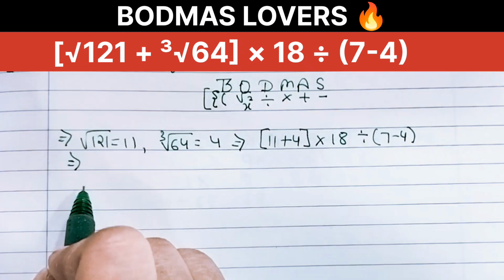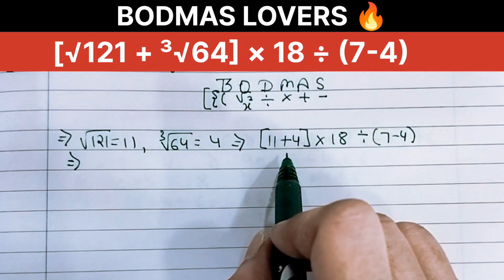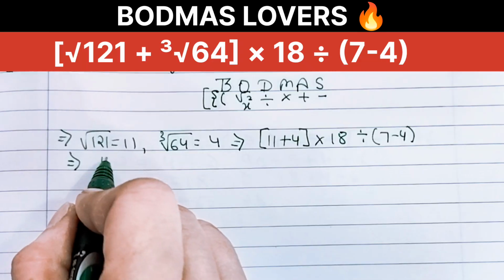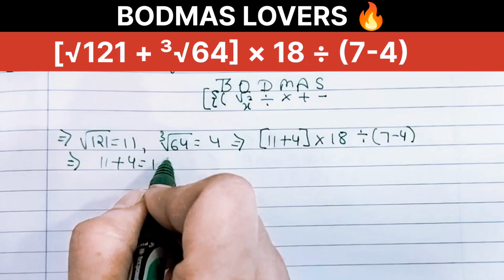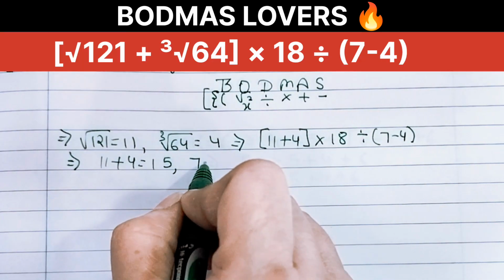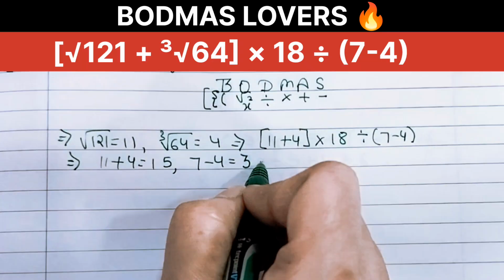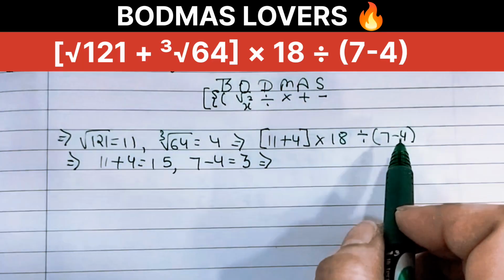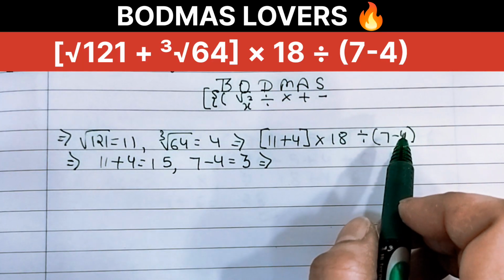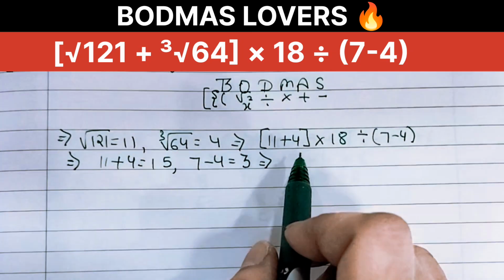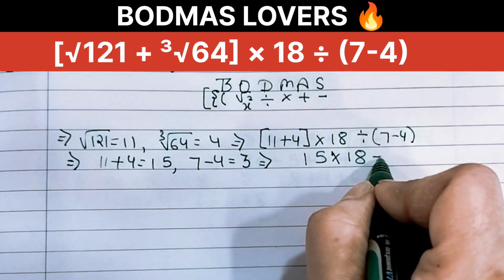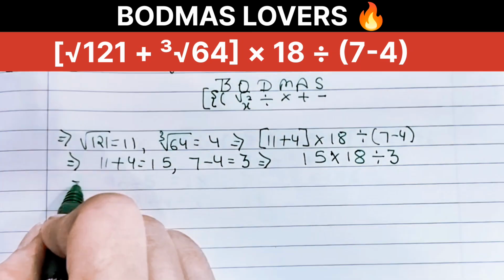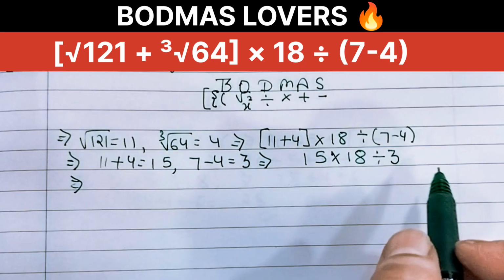According to the next step, we solve the brackets, which are round brackets and square brackets. So first 11 plus 4 equals 15, and the round bracket 7 minus 4 gives 3. According to this step, brackets must be fully evaluated before moving to external operations like multiplication and division. And now we have 15 multiplied by 18 divided by 3. Move to the next step: perform division and multiplication from left to right.